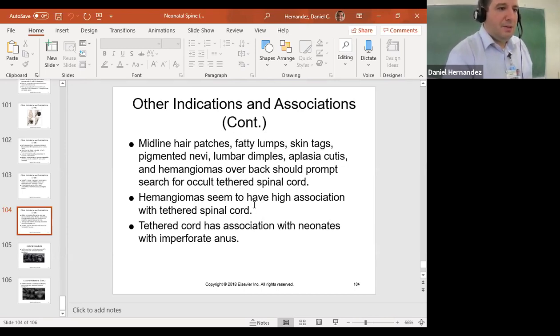With hemangiomas, it's also important to remember the difference between a Mongolian spot, which could potentially be normal, versus discoloration or hemangioma. Tethered cord has an association with neonates with an imperforate anus. Mentioned that.